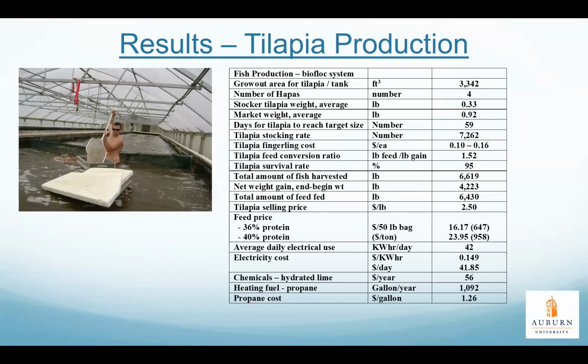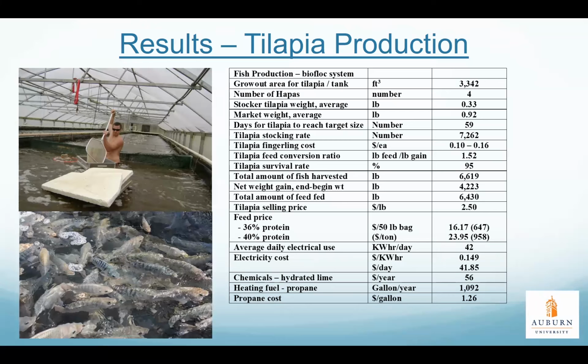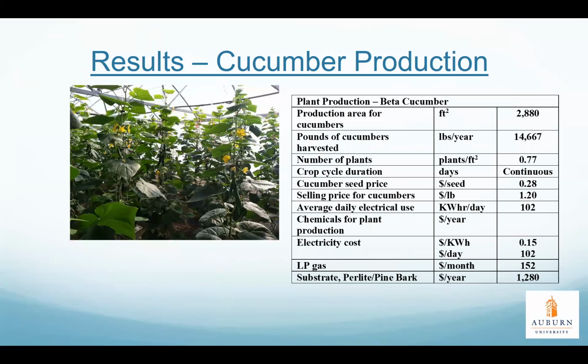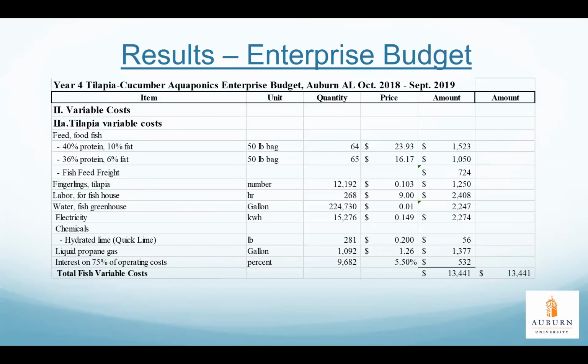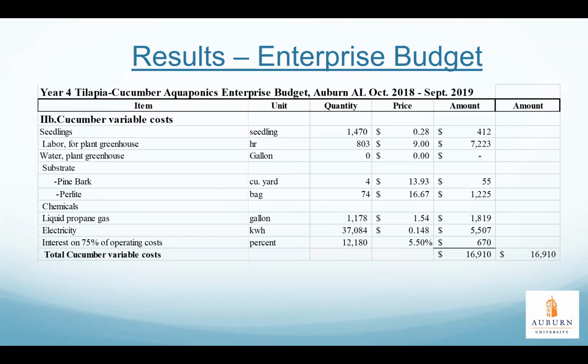And here's our tilapia production results. And I'm going to go quickly past this because we've got to finish up. And here are the cucumber production results. And again, you can go back and see this recorded presentation to get these numbers. So in our enterprise budget, we have our receipts. We have $31,214 for the year of both tilapia and cucumber sales. Our variable cost for tilapia is $13,441. Our cucumber variable cost equals $16,910.